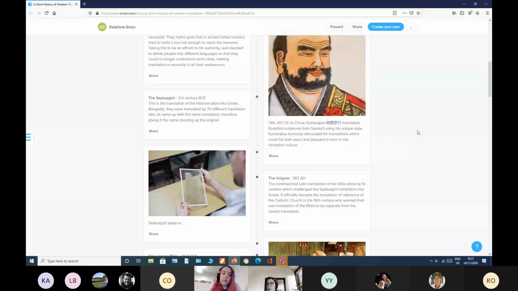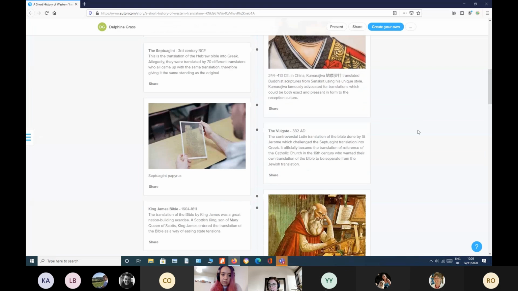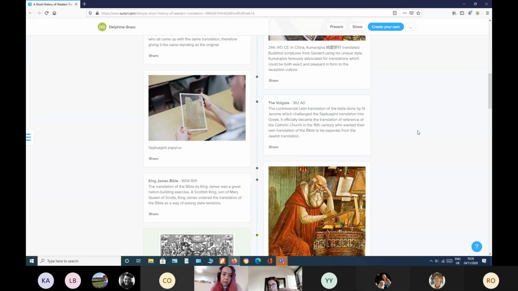In China, from 344 to 413 CE, Kumarajiva is an important figure of translation theory. He translated Buddhist scriptures from Sanskrit using a unique style. He advocated for translations which could be both exact and pleasant in form to the reception culture. Essentially, Kumarajiva ushered in a new period of Chinese translations, characterized by a departure from the literalist tradition, which resulted in making Buddhism more accessible and more popular in the Far East. Thanks to his translation, Buddhism became even more popular and transformed society at the time.